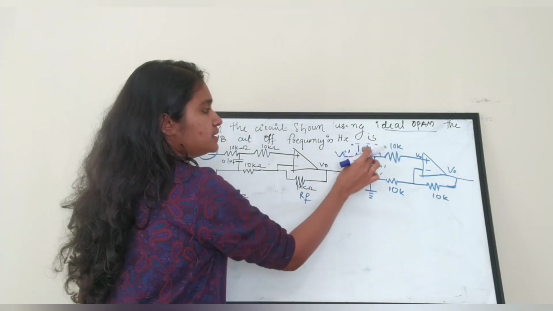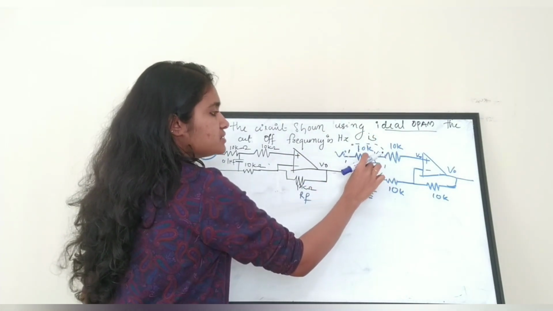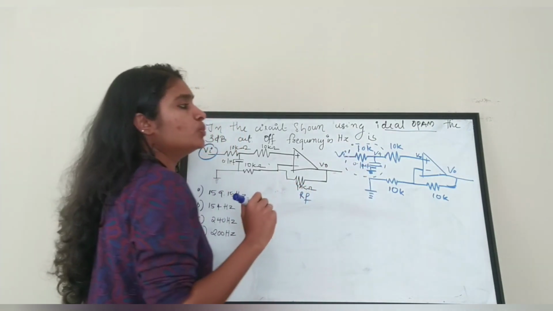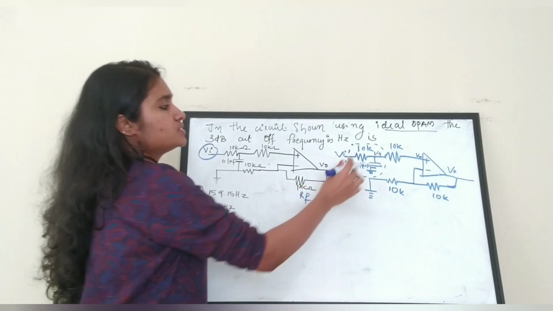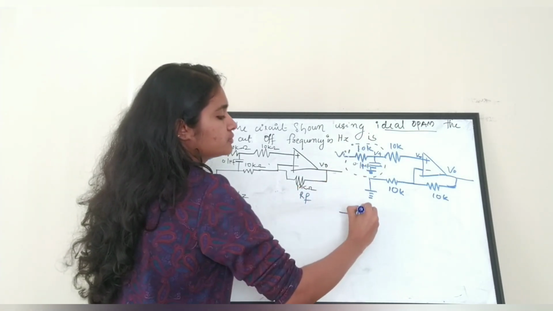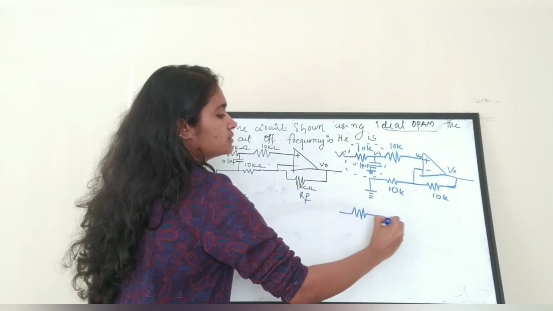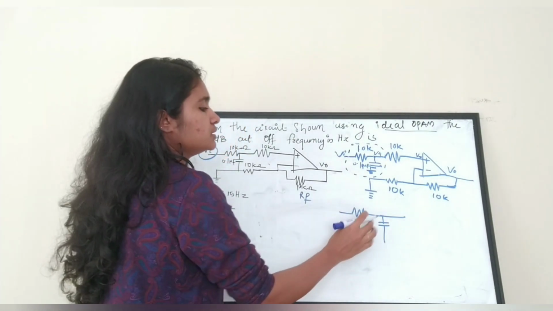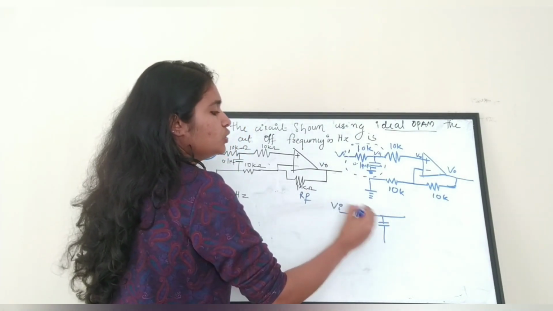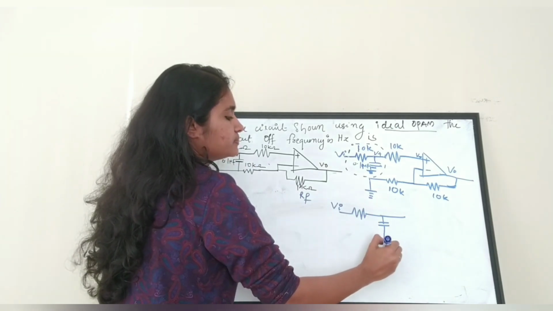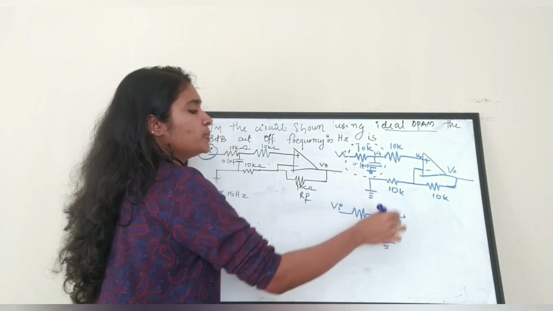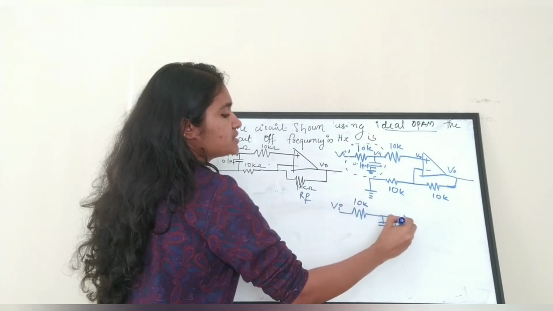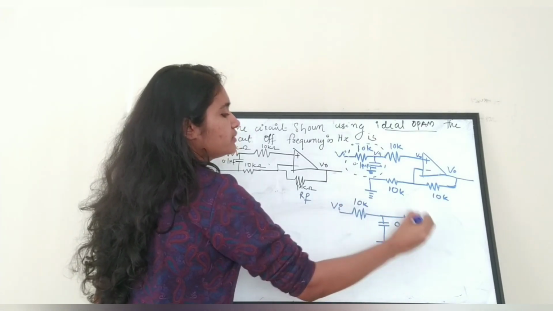So there is a resistor and a capacitor connected to it, right? This is nothing but a low pass filter. A capacitor connected in parallel with a resistor is a low pass filter. Okay, so this is a low pass filter. The value of the resistor is 10K and the value of the capacitor is 0.1 microfarad.